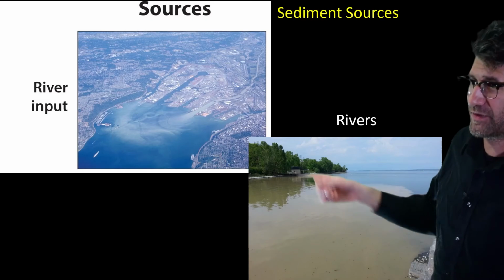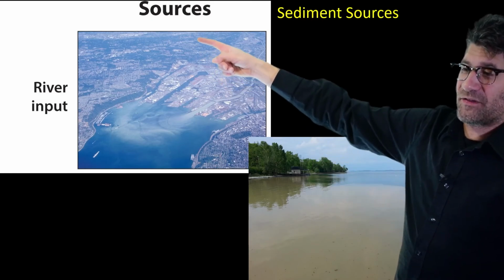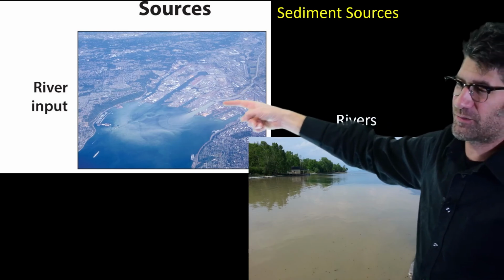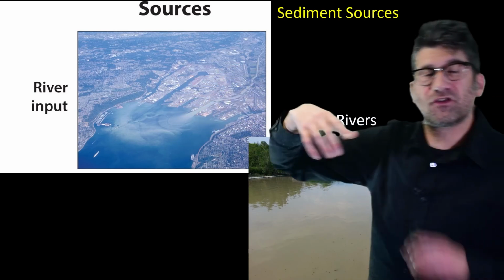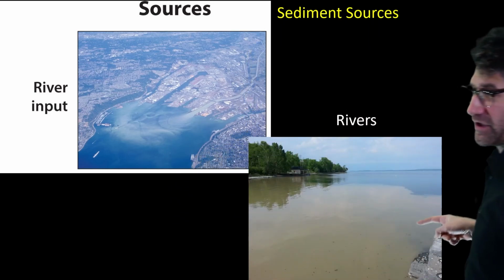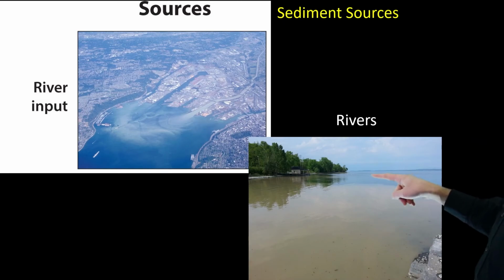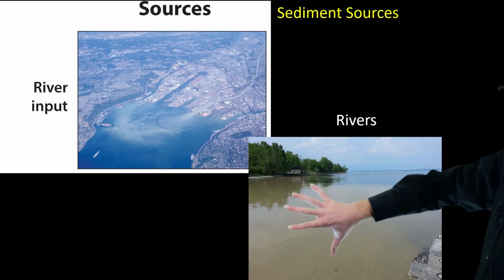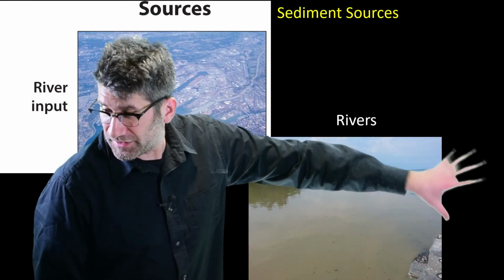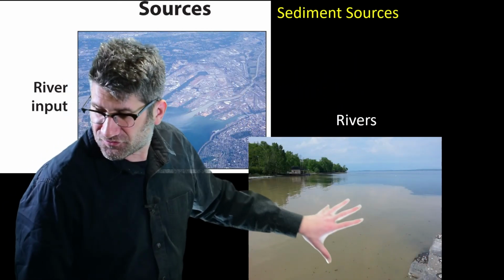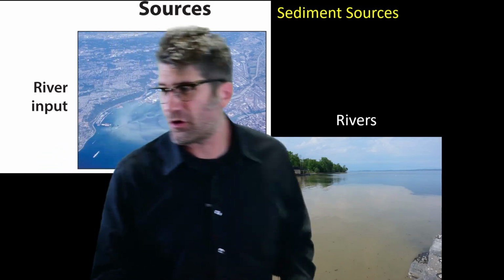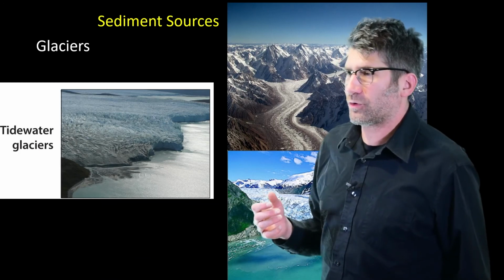So let's look at some of these. First, let's think about the sources. A big source of sediment into the ocean is going to be rivers. So what type of rivers do you have along your coastline? What is the sediment load of those rivers? Here we're looking at a river that's dumping out into, not the ocean, but a lake in this case. But you can see all this muddy water here, right? This is the sediment that's dumping from the river out into the standing body of water. And so river input is going to be a really important control.